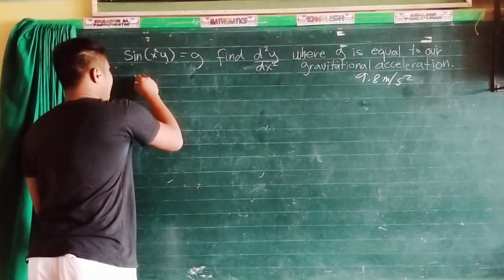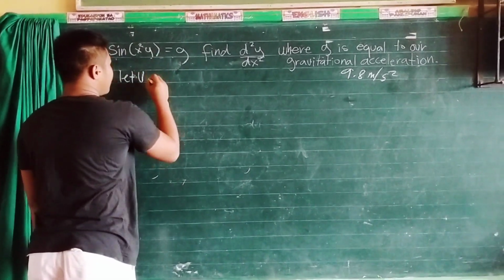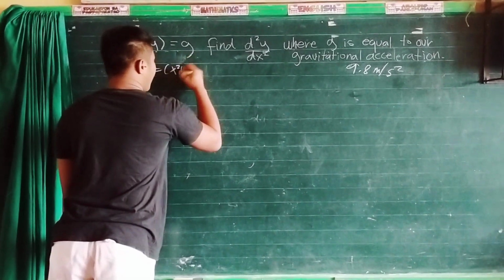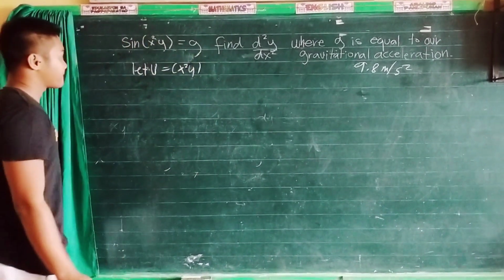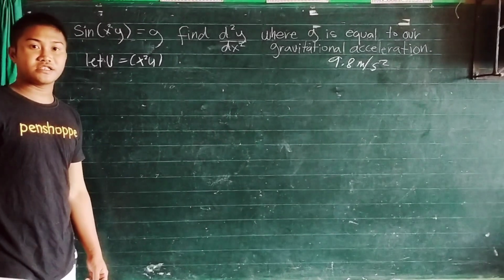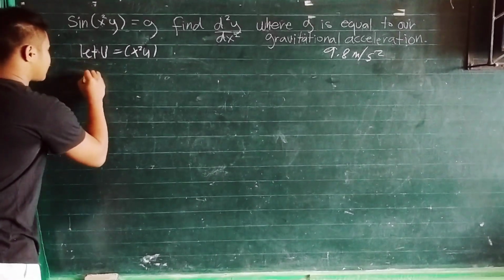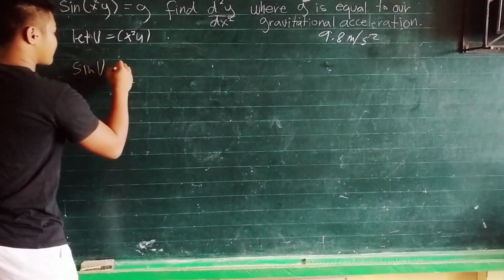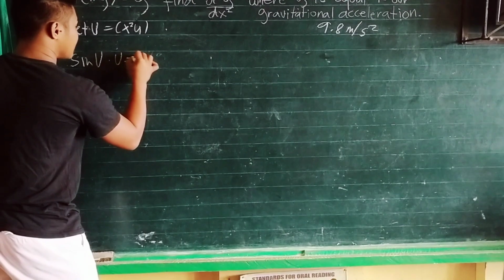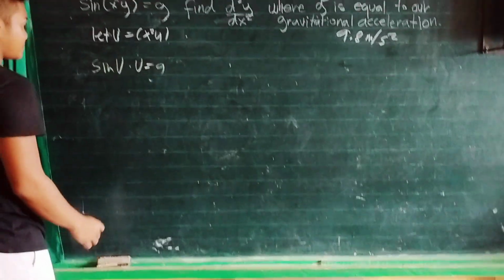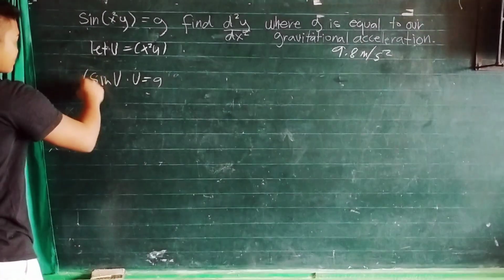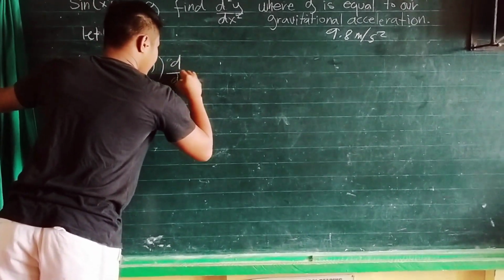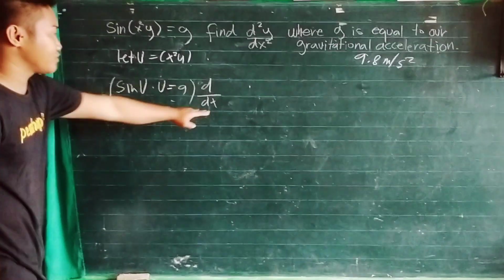So let u equal x squared y. So the next step is sine u multiplied to u equals g. So we're going to derive this one, d over dx. So we're going to distribute this one.